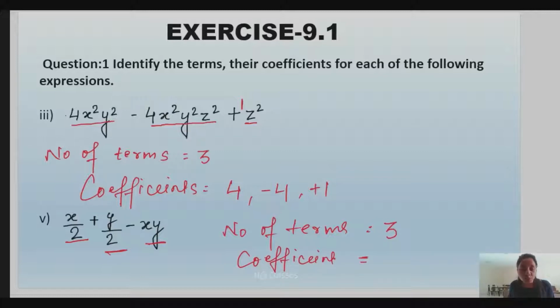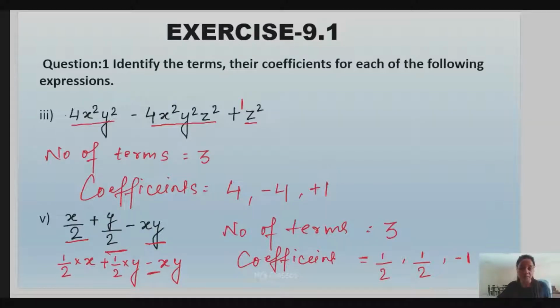Here this x/2, we can write as 1/2 times x. Now you can easily identify the coefficient. Similarly, we can write y/2 as 1/2 times y, minus xy. Now tell me the coefficients. 1/2 is the coefficient for the first term, then again positive 1/2 for the second term, and then negative 1. So our coefficients for the second question are 1/2, 1/2 and negative 1.